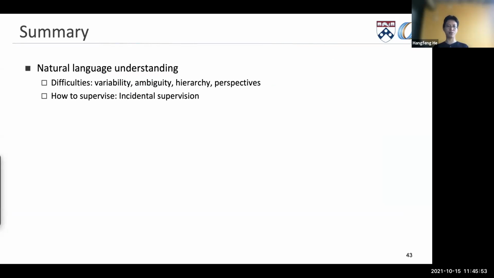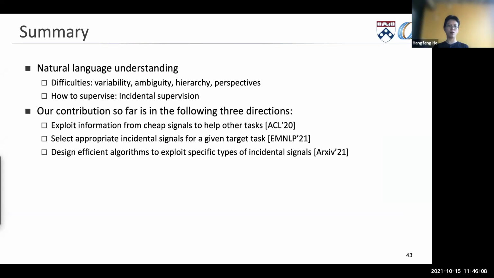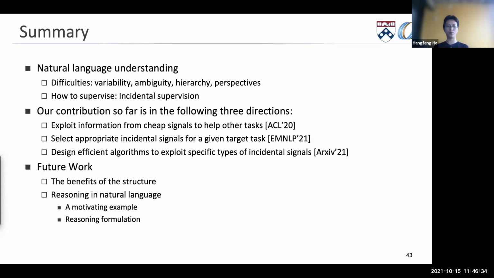As a summary, we want to work on natural language understanding, but there are a lot of difficulties such as variability, ambiguity, hierarchy, and perspectives. To supervise these complex tasks, we should use incidental supervision instead of supervised learning. And our contribution so far is as follows. First, we try to explore information from cheap signals to help various tasks. Second, given a specific target task, we want to select appropriate incidental signals among a wide range of signals. Third, we want to design efficient algorithms with both theoretical guarantees and empirical evidence to exploit specific types of incidental signals. As for future work, we want to have a better understanding of the benefits of the structure and the reasoning in natural language by providing motivating examples and designing better, more suitable reasoning formulations.